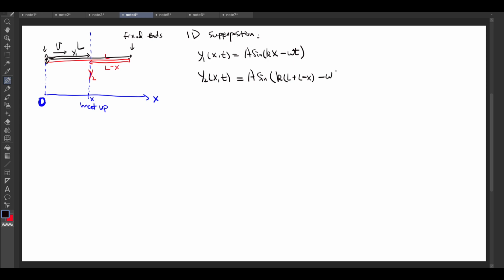And then we still have the same omega t here, and then an additional phase pi. Remember, this end is fixed, and as we discussed earlier, there's a pi phase shift. So let's see what kind of equation we have for y2: a sine of k times 2L minus k times x minus omega t plus pi.